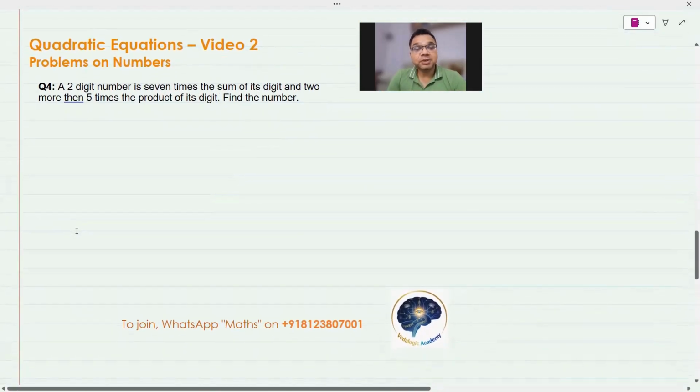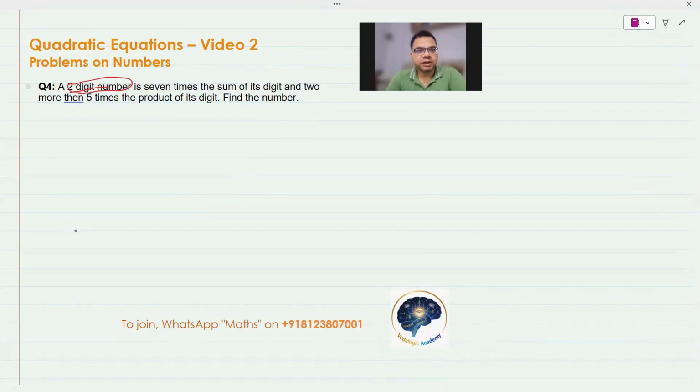Okay, a two-digit number is 7 times the sum of its digits and 2 more than 5 times the product of its digits. So it's a two-digit number that we have understood from the question. This is one important part that we have understood. It's a two-digit number. Two-digit number is like this. So it says it is 7 times the sum of its digits. So let's say this is x and y.